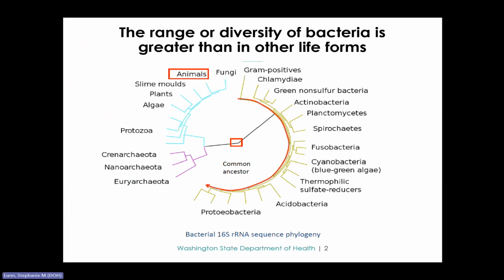So let's start our journey by talking about the diversity of bacteria. The range or diversity of bacteria is greater than in any other life form. And this phylogenetic tree shows the phylogeny of the bacterial 16S rRNA sequence, which is a sequence belonging to part of a ribosome, and that is the site of protein synthesis inside of a cell.